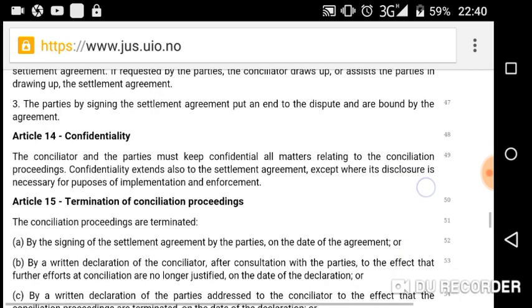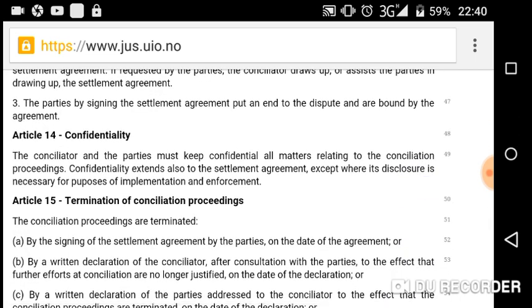Then Article 14, confidentiality. The conciliator and the parties must keep confidential all matters relating to the conciliation proceedings. Confidentiality extends also to the settlement agreement, except where its disclosure is necessary for purposes of implementation and enforcement. Confidentiality means keeping the matter secret, and not disclosing anything, including the settlement agreement.